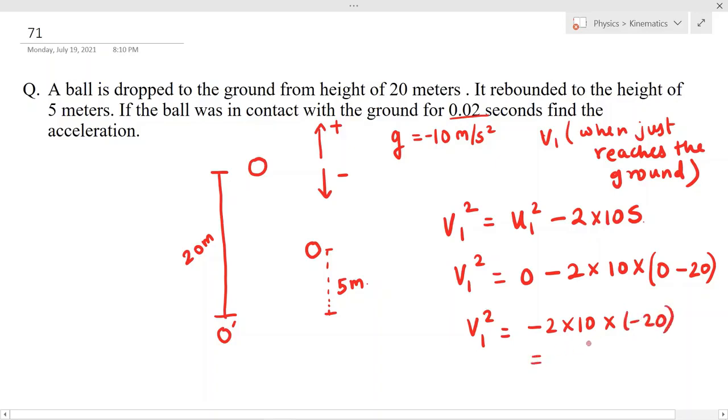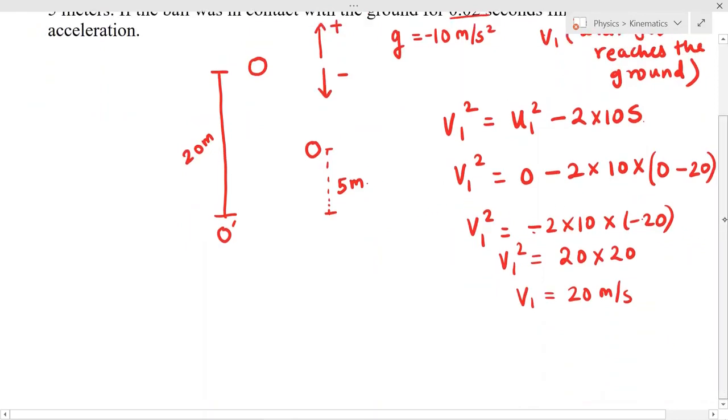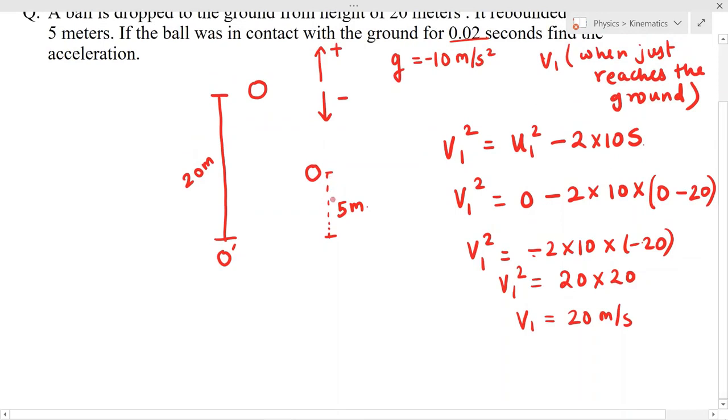So this is 20 into 20. This minus and minus becomes plus. So this is v1 squared, so v1 is nothing but 20 meters per second. So v1 we got is 20 meters per second. Now we have to find another velocity v2, that is when the ball rebounds. Let's say that velocity is v2. It reaches 5 meters from the bottom, that is, from the ground. It reaches 5 meters above.